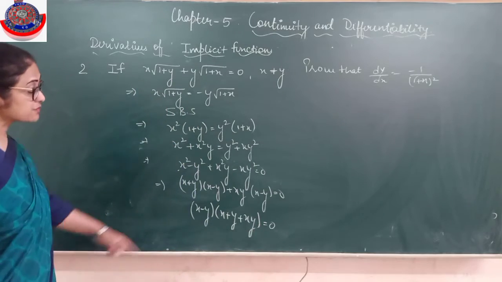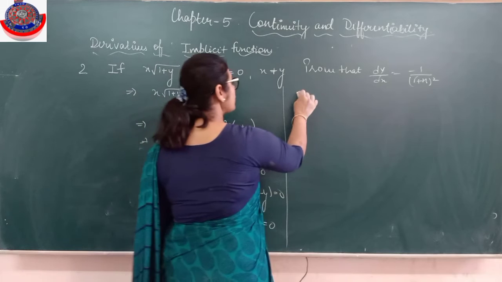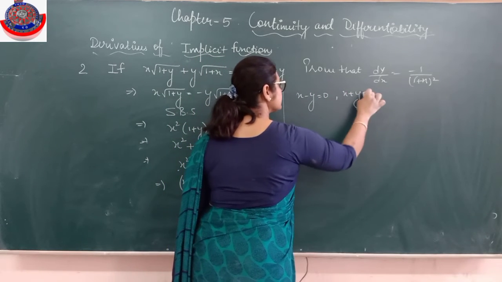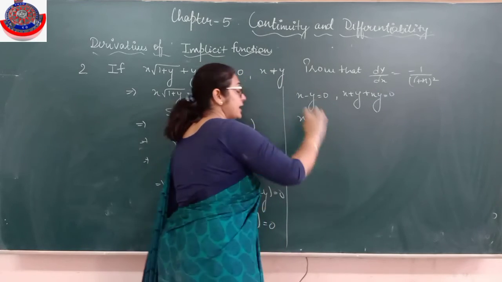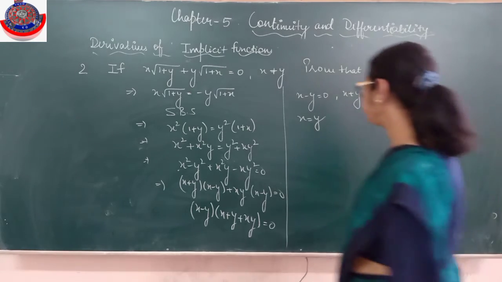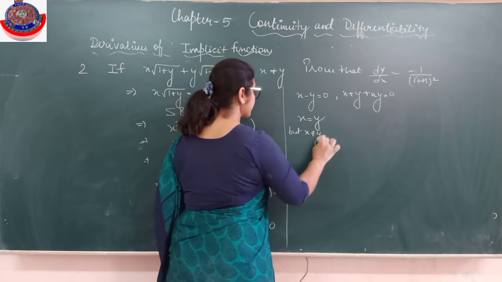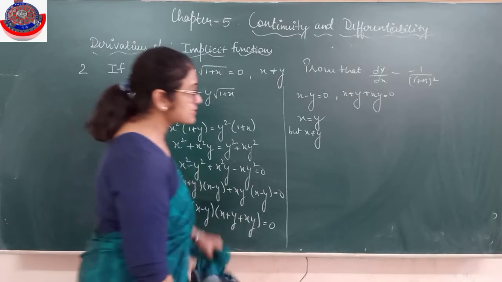Now the product of two terms is equal to 0. What happens in that case? Either this is 0 or this is 0. From here I will get x is equal to y, but the question says x is not equal to y, that means this case is rejected. I can't take this case. So I'll take this case.